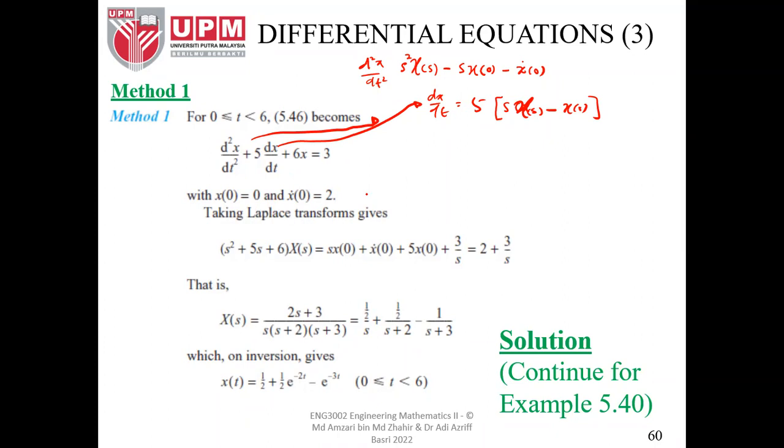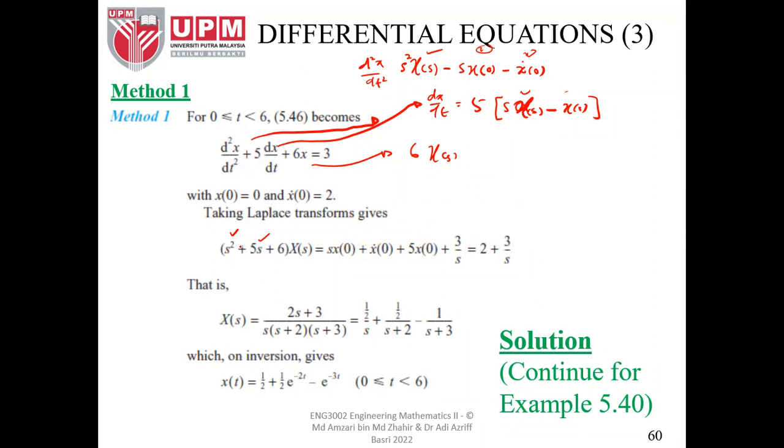Both of these, and also 6x, will be separated. On the left side you remain with the X(s) terms: s squared X(s), the second one is 5s X(s), and this one will be 6 X(s). The rest, this one and this one, will be on your right side, plus the 3 here, so we can Laplace it.